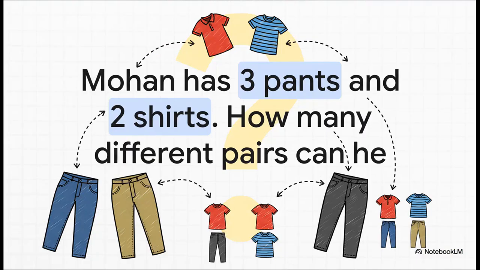Let's take this classic example. Everyone, meet Mohan. He's got 3 pants and 2 shirts. Now think about it. If he picks the first pair of pants, how many shirt options does he have? 2, right? Good. What if he picks the second pair of pants? Again, he has 2 shirt options. And for the third pair, you guessed it, 2 more options.